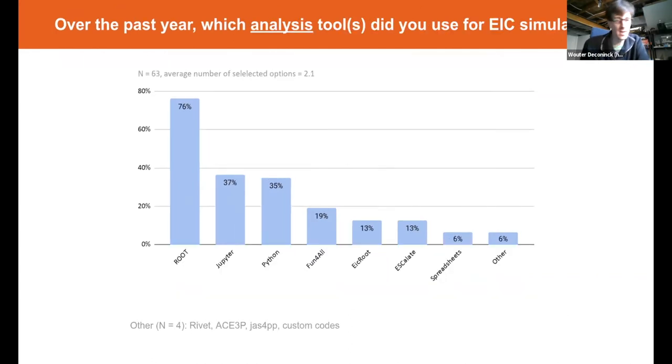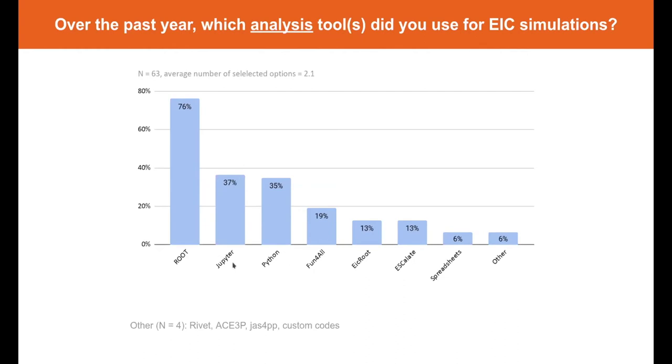And after detector simulation, of course, there are analysis tools. Which analysis tools did you use for EIC simulation? Again, an average of two responses per respondent, with Root clearly leading the pack. It's still hard to avoid Root. I think 24% of the respondents are apparently able to do that.